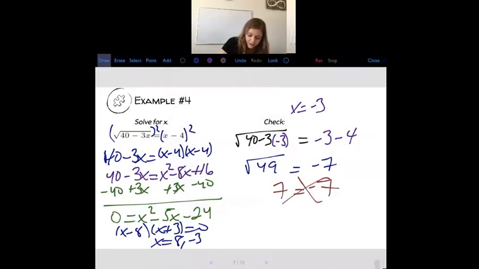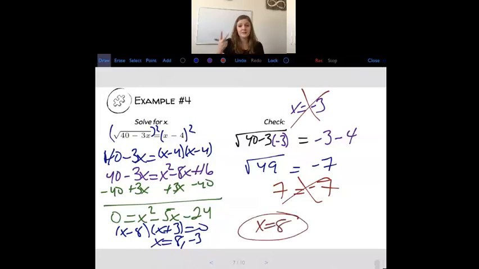So you would have to throw out x equals negative 3 as a solution, and if you check 8, x equals 8 does work. So in this case, we ended up with 2 answers, but we had to throw one away because when we plugged it in to check, it didn't make the equation true.